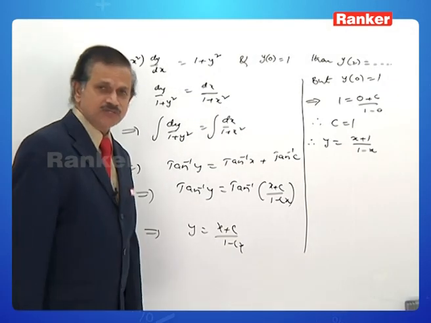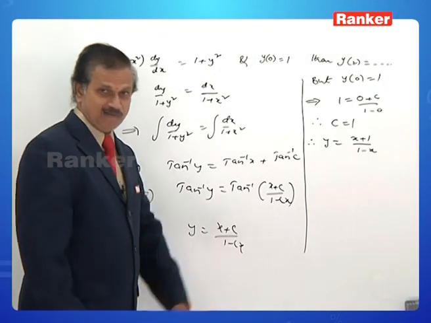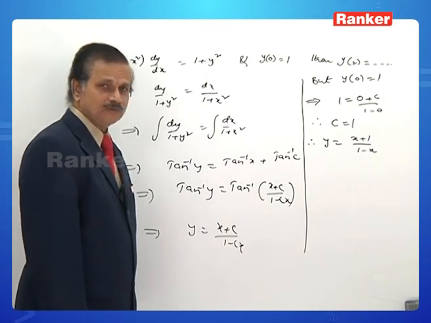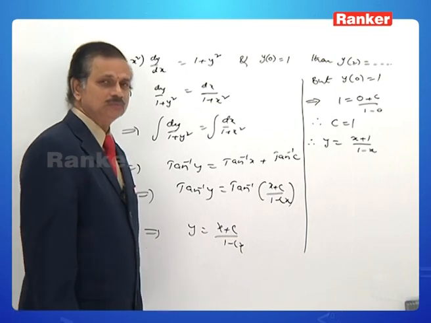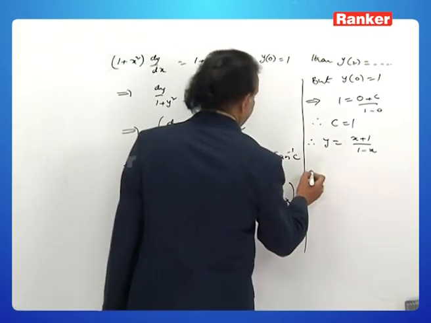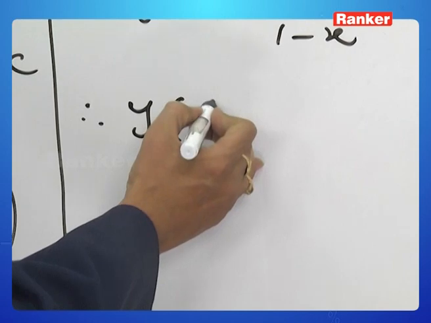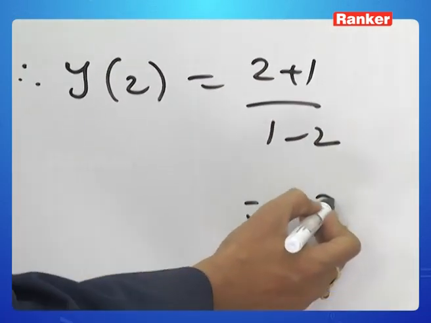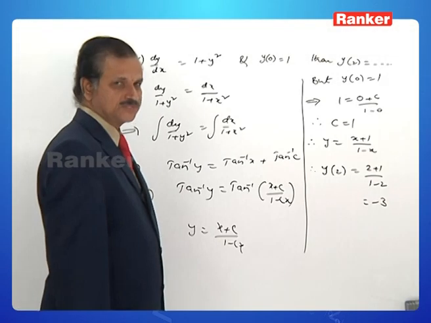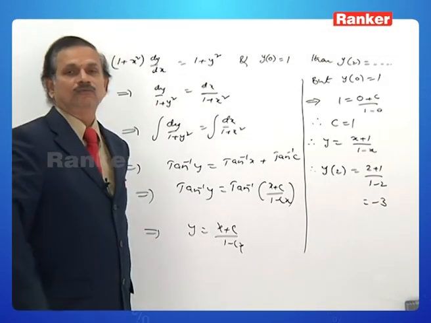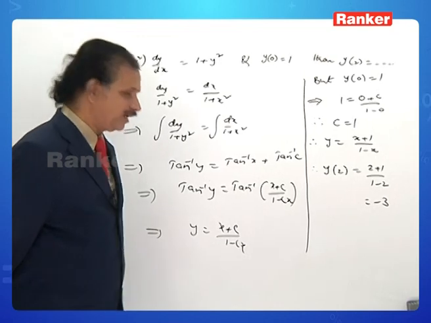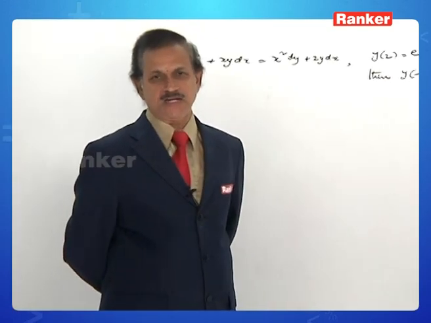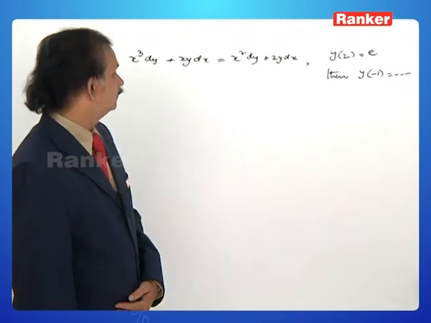Is it sufficient to have y only? No, we should have y at 2, isn't it? Therefore, y at 2 is 2 plus 1 by 1 minus 2, which is 3 by minus 1. So the required answer is minus 3. The next problem is ready for us. We go through that. It is available on the board.